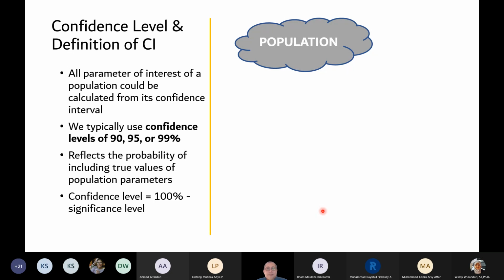Okay, all right. So what these numbers tell us, the confidence levels, reflects the probability of including true values of population parameters in our confidence intervals.